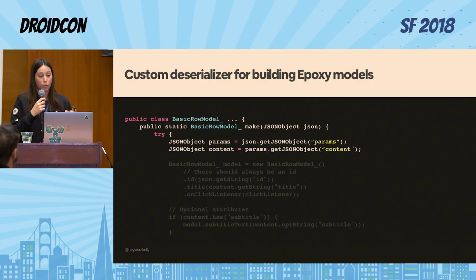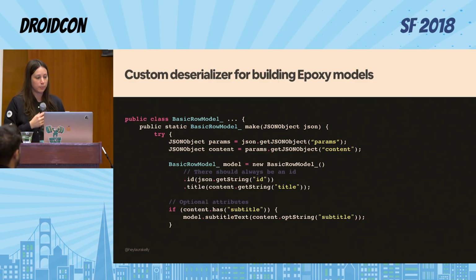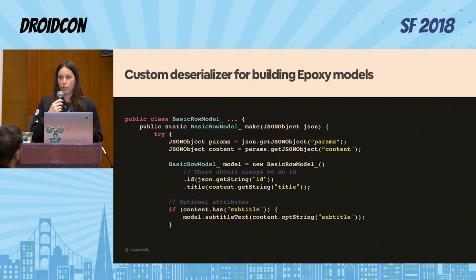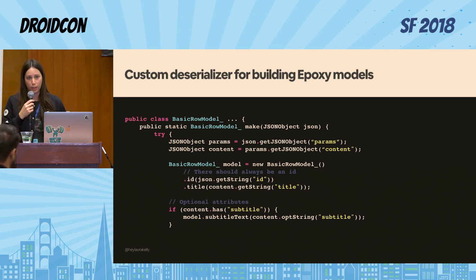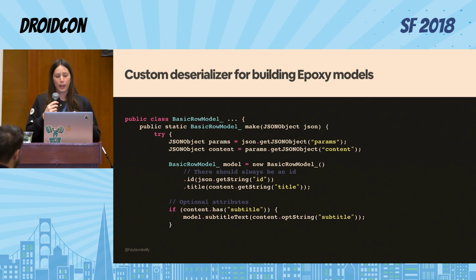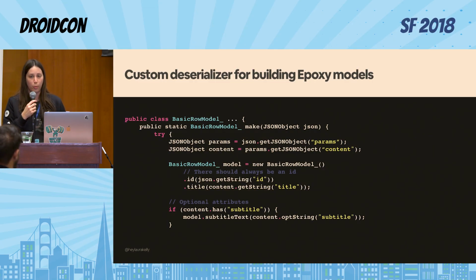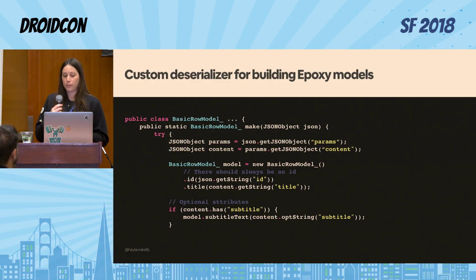JSON is passed into this generated method, and we get the params and content from that response. And then there's code to build the model, passing in the required parameters. And at the end there, you can see the subtitle is optional. So if that property is available in the JSON response, it will be added to the view, otherwise it won't. And this is a lot of code, so it's really nice that this is all code gen, because as we scale to more and more components with the system, these things will be automatically updated. And if there's changes, they also get automatically updated.